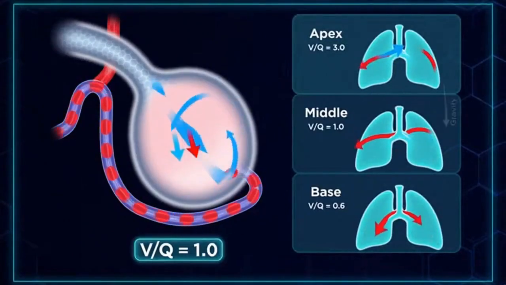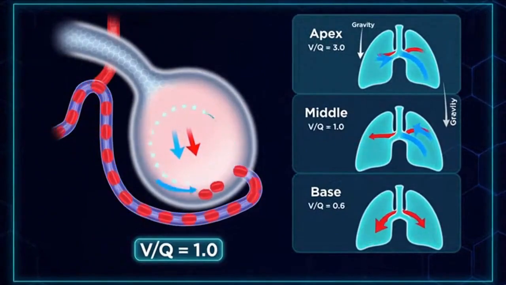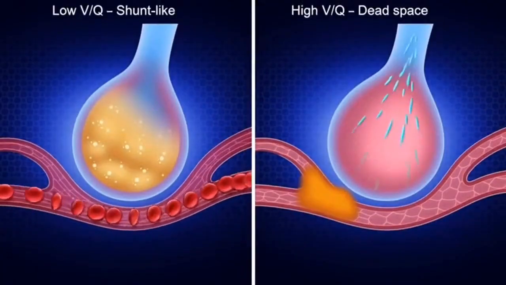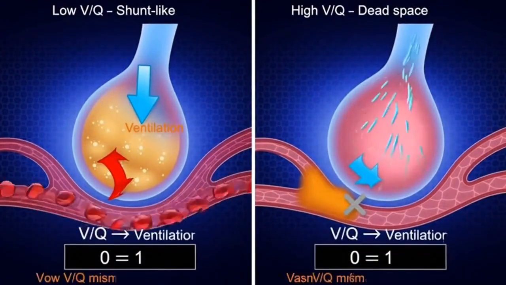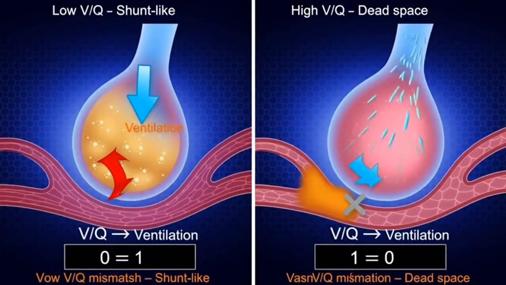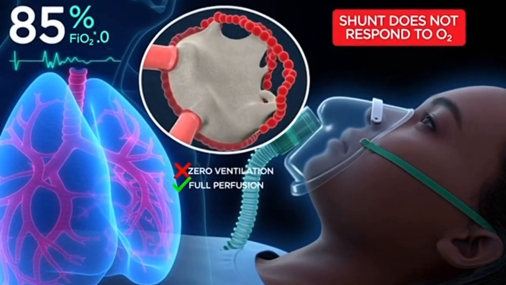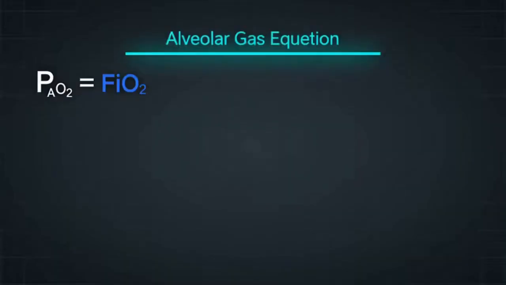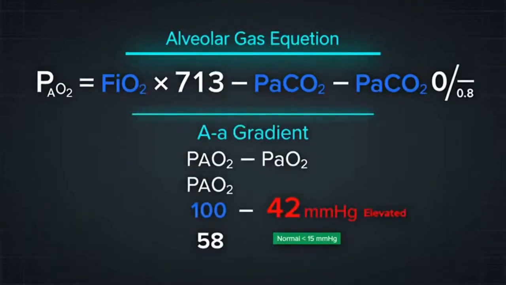VQ mismatch and shunting. Understanding respiratory physiology. Understanding ventilation-perfusion matching is essential for any clinician managing hypoxic patients. It is the key to diagnosing the cause of hypoxemia, interpreting the AA gradient, and understanding why certain conditions respond to supplemental oxygen while others do not. We go deep on VQ physiology, normal matching, mismatch, shunt, dead space, and the clinical conditions that cause each.